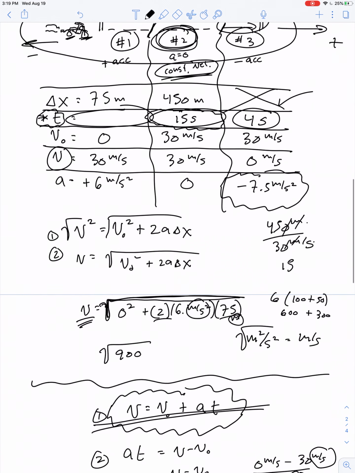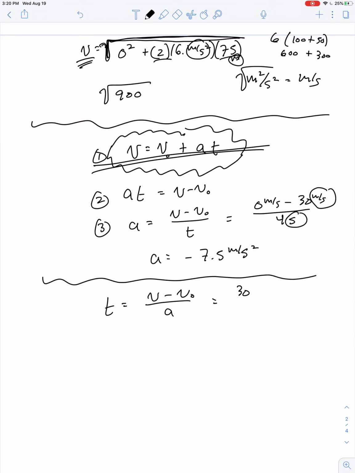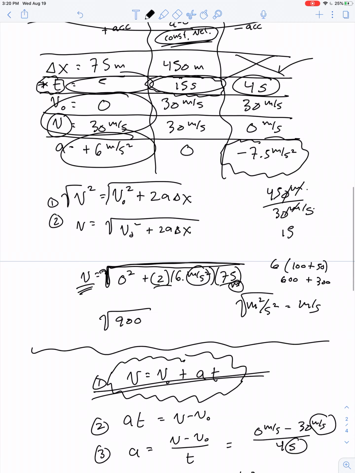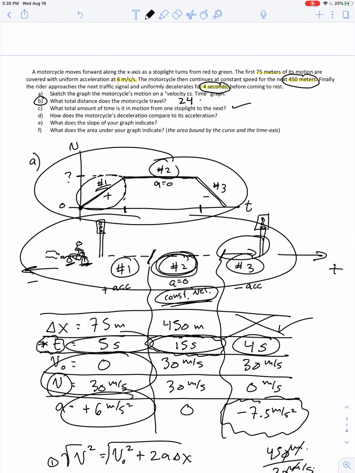So in the first interval, that would be 30 minus 0 divided by 6. 30 meters per second minus 0 meters per second divided by positive 6 meters per second squared. Dimensionally, you see that this works out to give units of seconds, and the answer is 5. So a grand total of 24 seconds were spent moving from one stoplight to the next. Oh, that was the answer to part C. My bad.